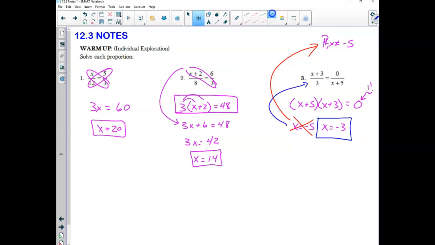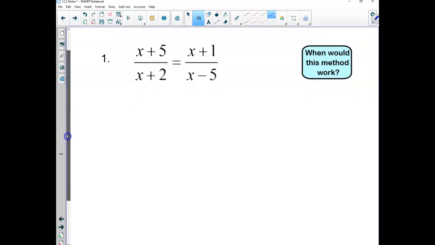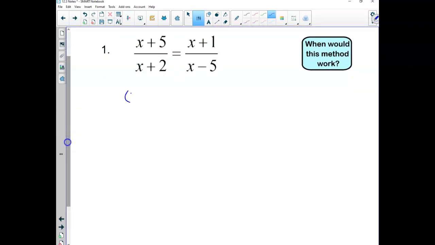So what we're going to do is we're just going to keep plucking along here, and we're going to look at these methods. I'm only going to do 2. There are actually 3, but the third one doesn't make any sense. So how do I do this? Well, I use proportional reasoning. I cross multiply. So what does that mean? Well, I take my (x plus 5) times my (x minus 5). That's going to equal my (x plus 2) times my (x plus 1).